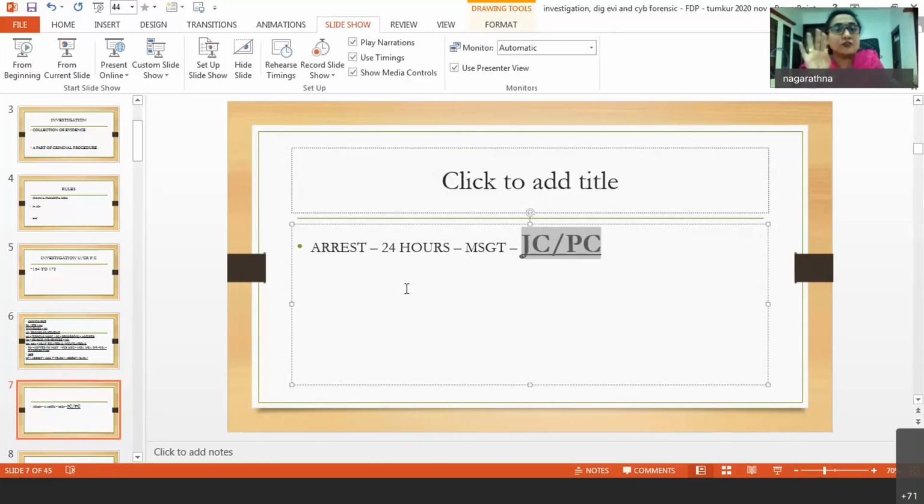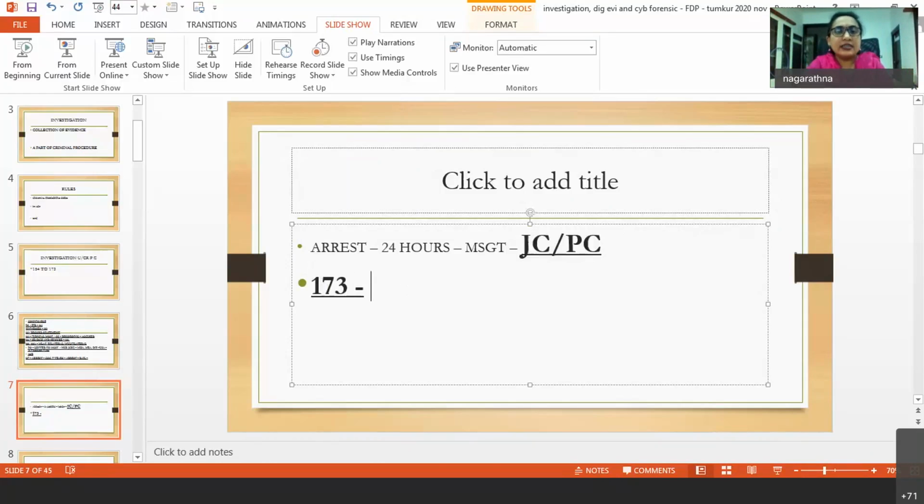But remember, this is not punishment. Punishment will only come after the trial is over. This is only during investigation. So it's only to facilitate investigation that we're keeping them in custody. All these are governed by Section 167. Then you have Section 173. I'm jumping to only the important sections.